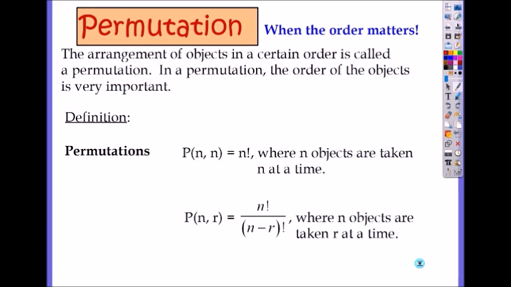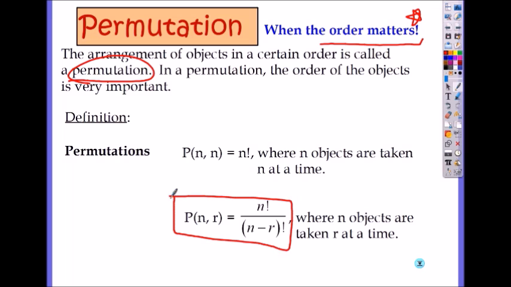Permutation is when the order matters. It's the arrangement of objects in a certain order, called permutation. Again, the order matters for that case. I'll let you know when the order doesn't matter. That's for combination, and I'll show you the difference in a second. And here's the formula that you can use to find the total number of outcomes for permutation.